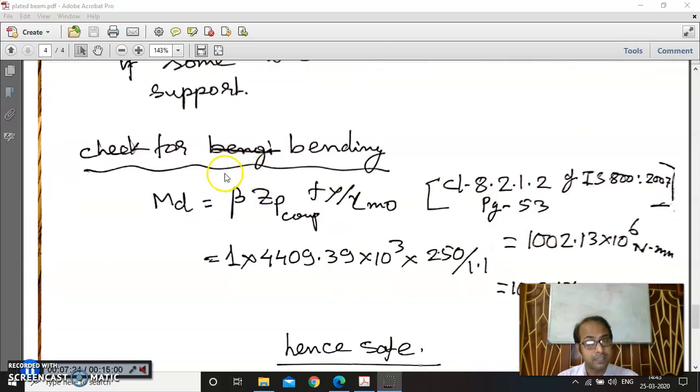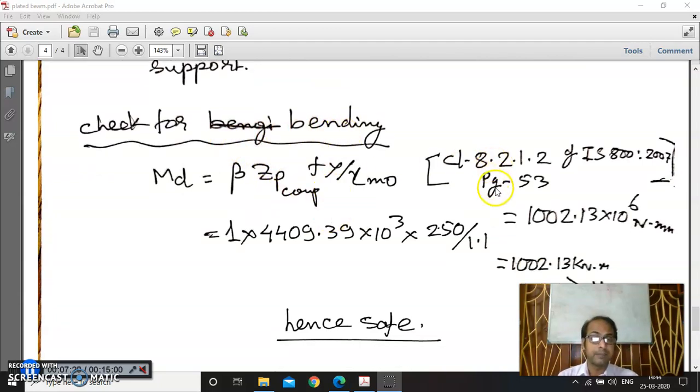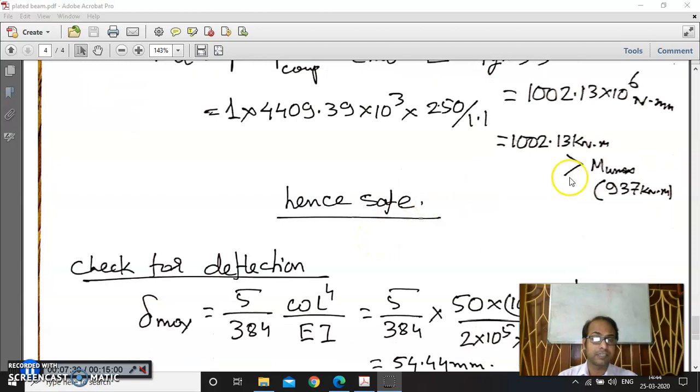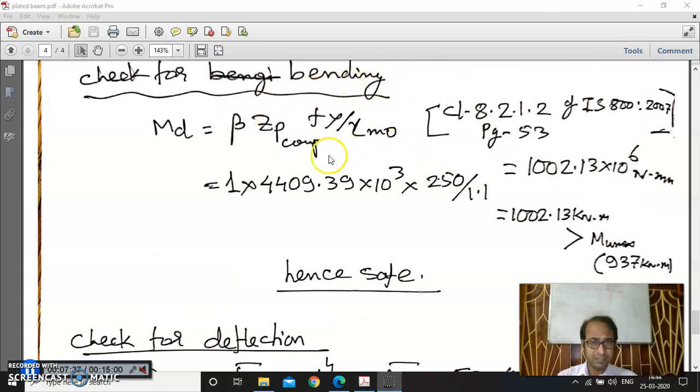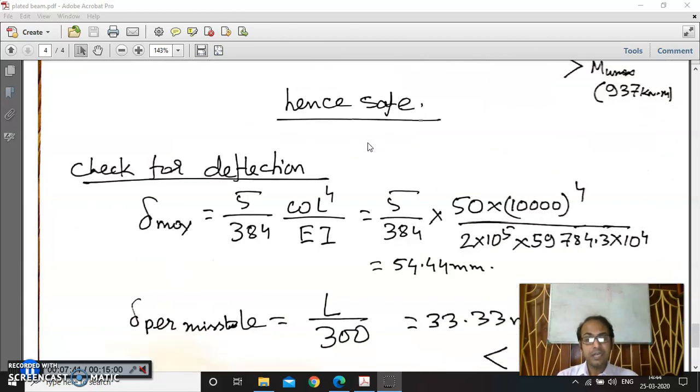Lastly, we have checked it for bending with the formula provided on page 53, and we got that the beam is safe against bending. We are not going into the detail because we have used this formula several times. Lastly, we have checked it for deflection.